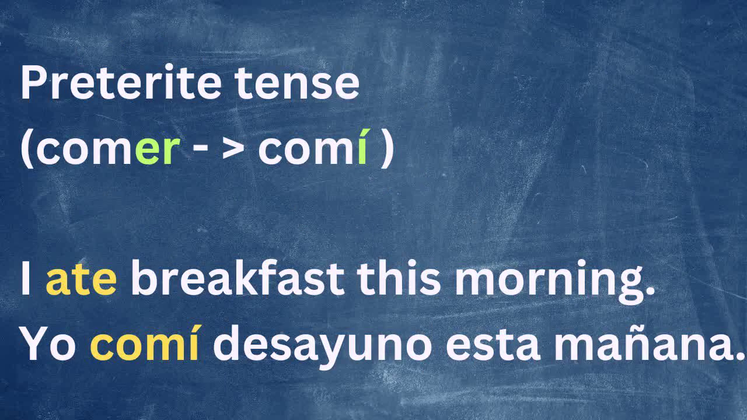First, let's look at the preterite tense. This is used to describe actions that were completed in the past. For example, I ate breakfast this morning would be, Yo comí desayuno esta mañana.